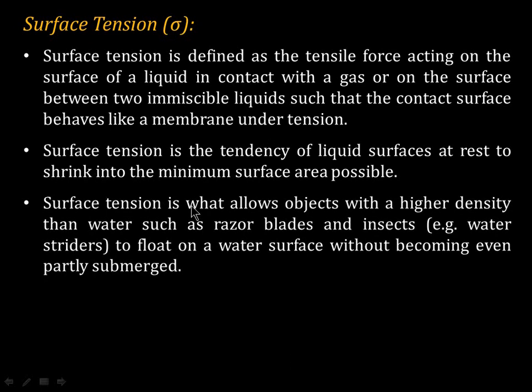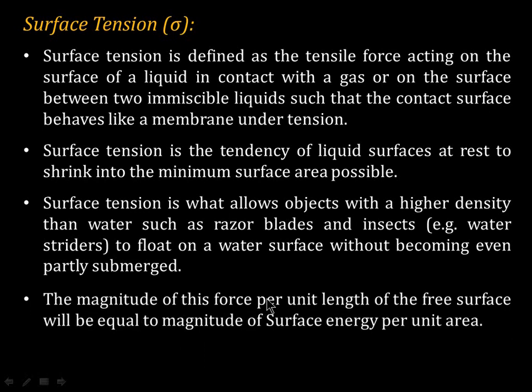Next, surface tension is what allows objects with higher density than water, such as razor blades and insects, for example water striders, to float on a water surface without becoming even partly submerged. So when insects are able to move on the surface of water without getting submerged in it, this is happening because of the surface tension phenomenon.